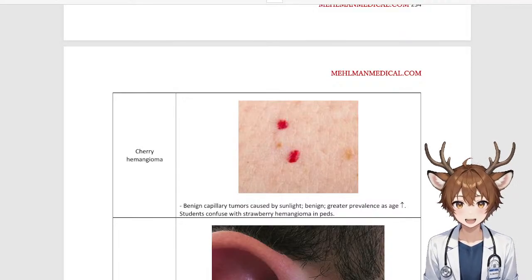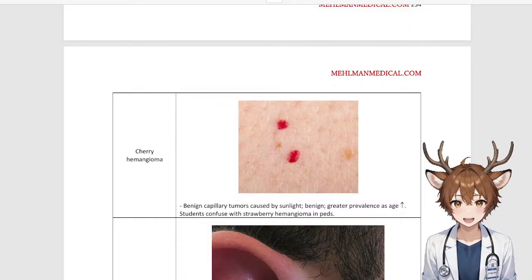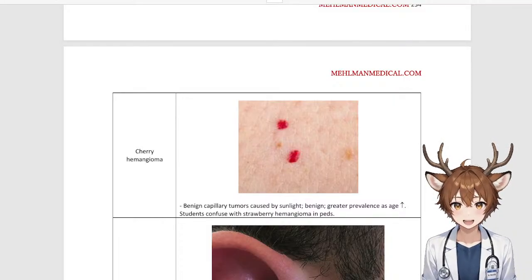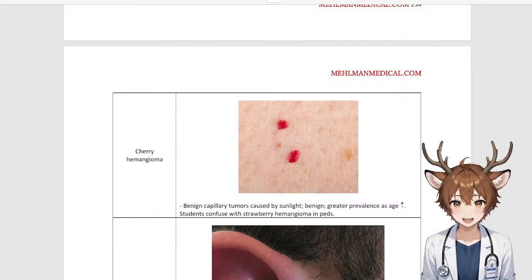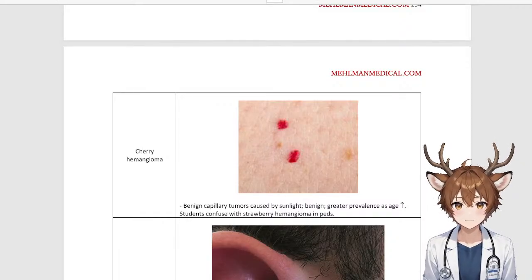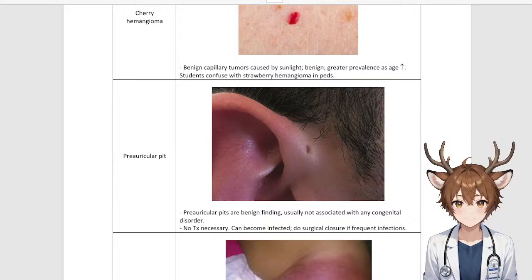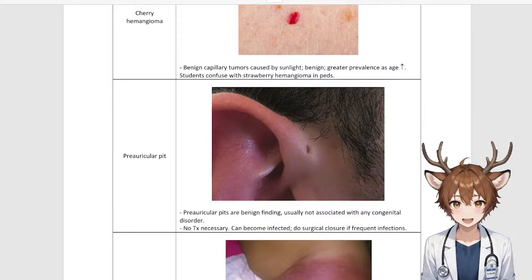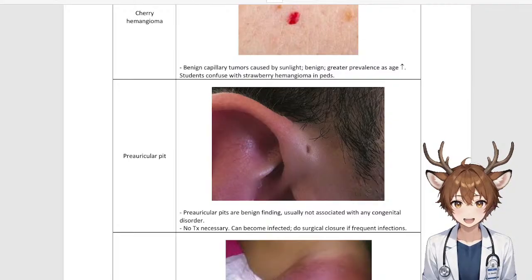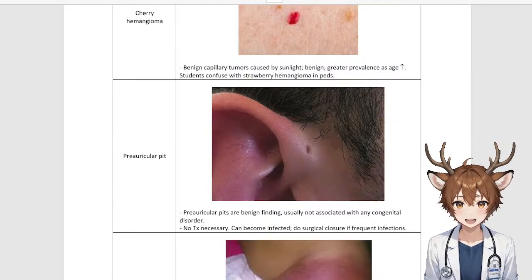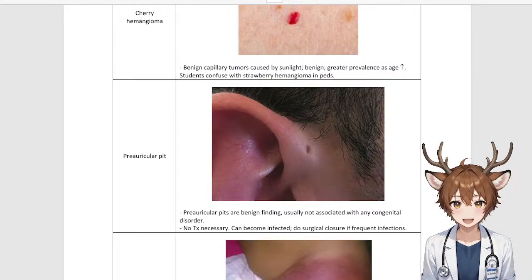Cherry hemangioma. Benign capillary tumors caused by sunlight, with greater prevalence as age increases. Students confuse it with strawberry hemangioma in peds. Preauricular pit. Preauricular pits are a benign finding, usually not associated with any congenital disorder. No treatment is necessary. Can become infected, so do surgical closure if frequent infections are the case.